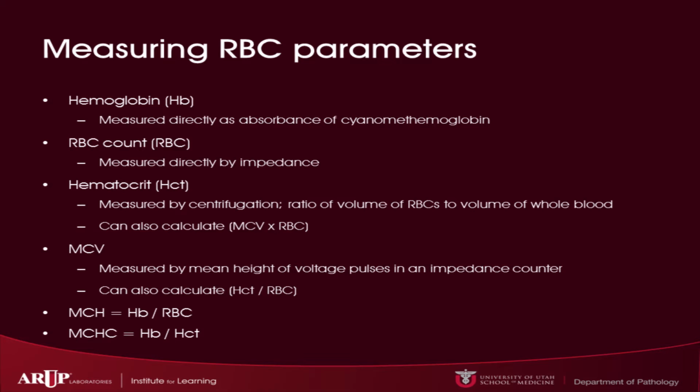Hematocrit means the ratio of red blood cells to the volume of whole blood, and most of the time it's calculated, but some of the newer instruments also give us the hematocrit directly. MCV is the mean height of the voltage. So MCV is determined by the histogram of the red blood cell size, and it's actually the mean of the red blood cell size. Red cell distribution width, which is not included here, is the coefficient of variation of the mean size of the red blood cells.